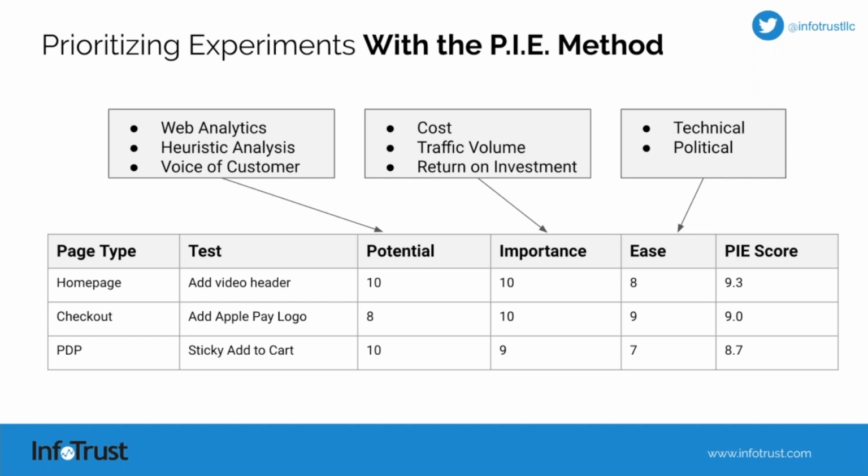And then finally, ease. How easy will it be for you to actually make this change, for the purpose of testing and for the purpose of actually making that change on your site? So this could be technical, this could be political within your organization, but it's definitely an important factor to consider when prioritizing your tests.